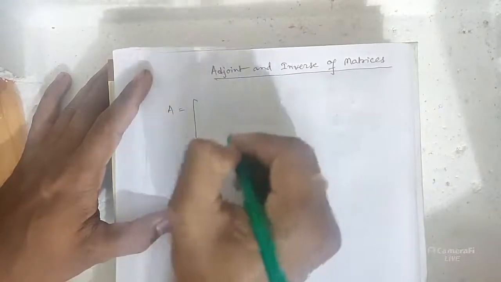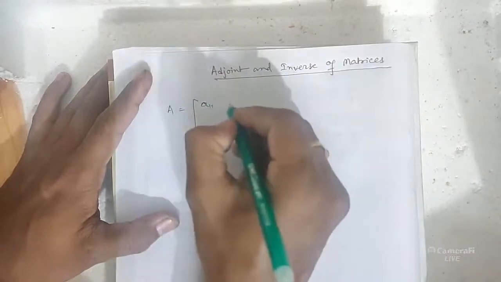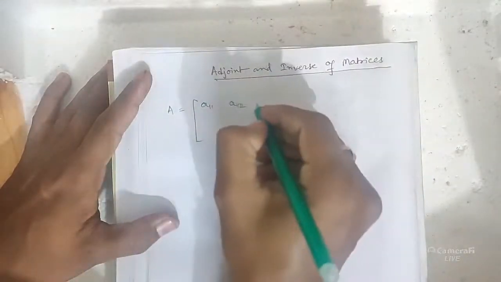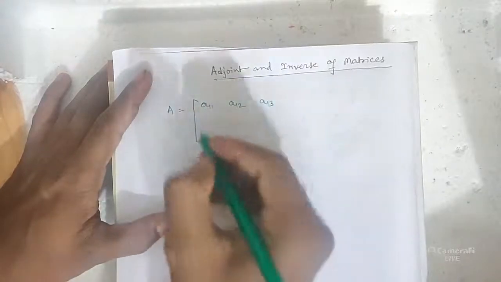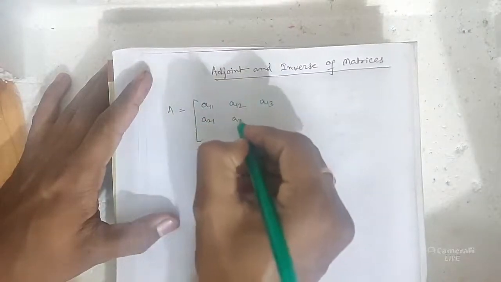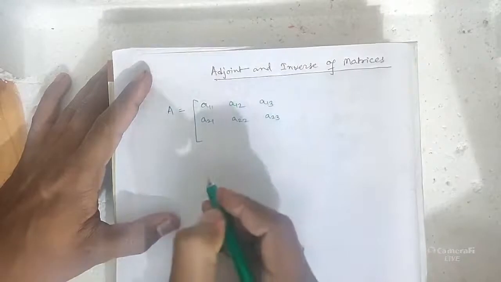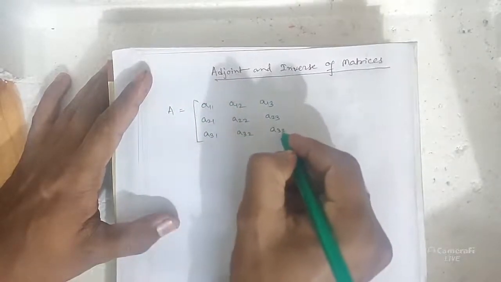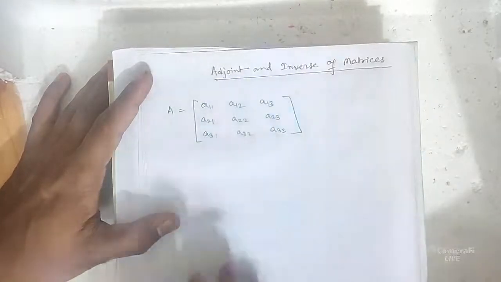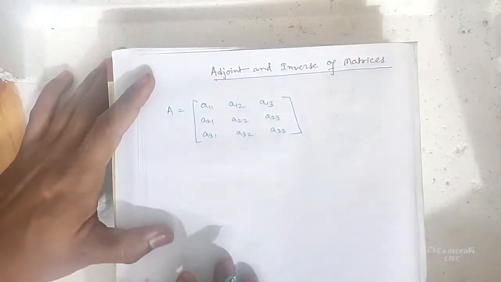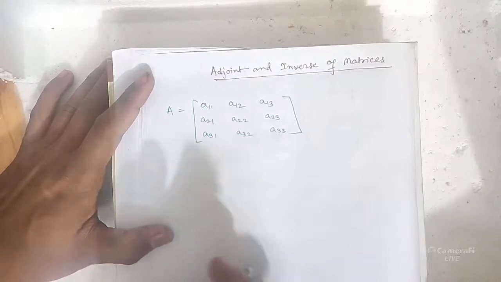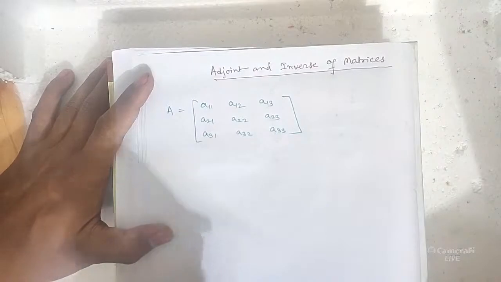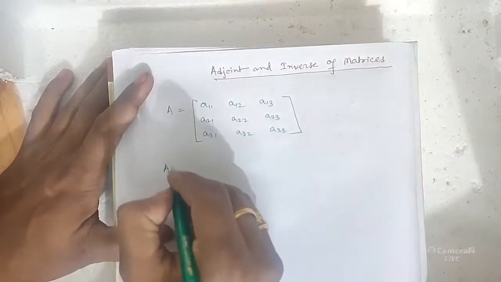So let us choose one matrix A equals A11, A12, A13, A21, A22, A23, A31, A32, A33. This matrix we have taken. So we have to find the adjoint of this A matrix. Now what is the formula to find the adjoint?